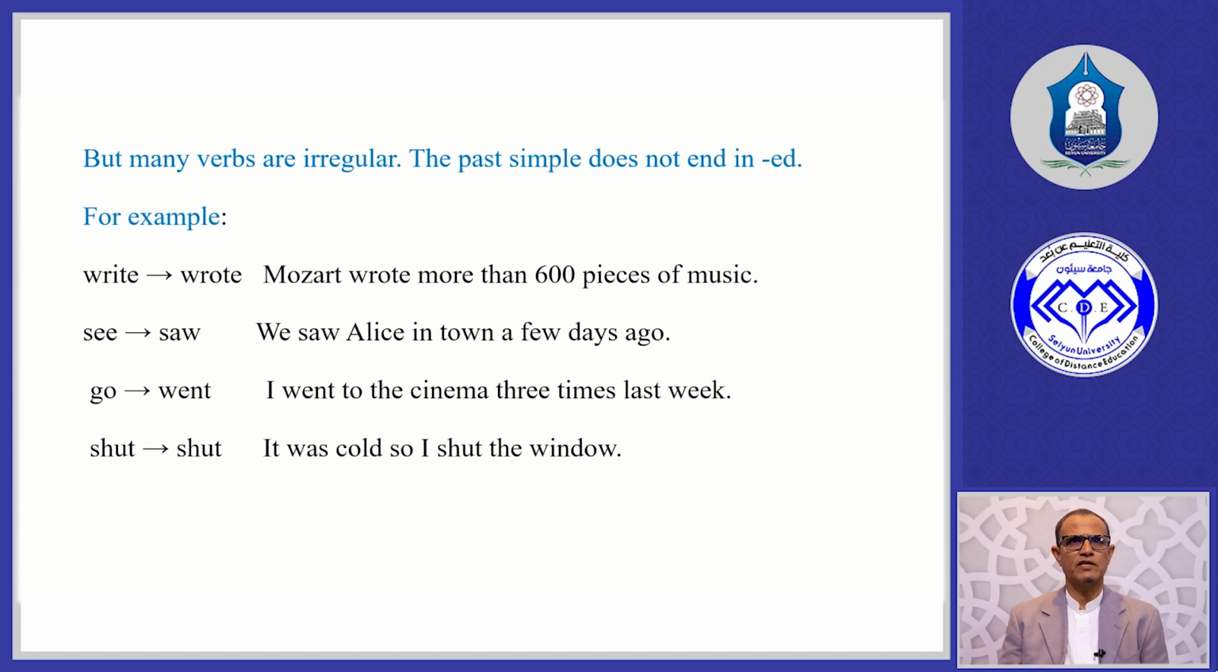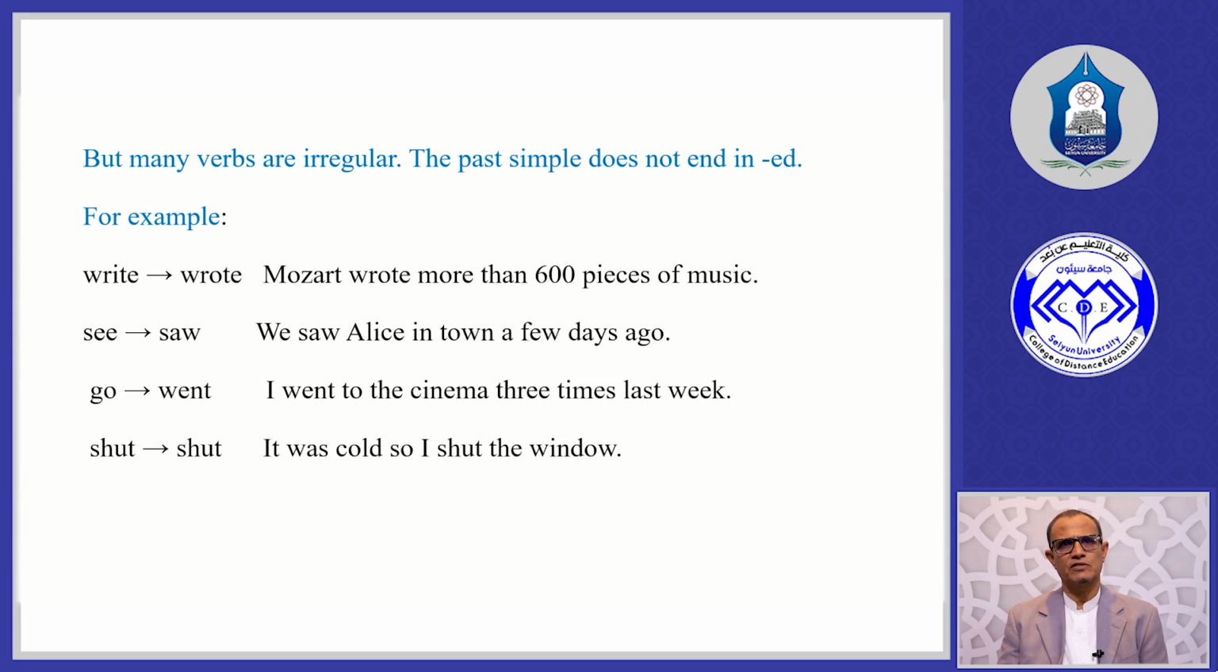Now look at these examples. Mozart wrote more than 600 pieces of music. So here the sentence is in the past simple tense. We saw Alice in town a few days ago. I went to the cinema 3 times last week. It was cold, so I shut the window. All these sentences are in the past simple tense. Why? Because they are formed by a subject, and that subject is followed by a past verb.